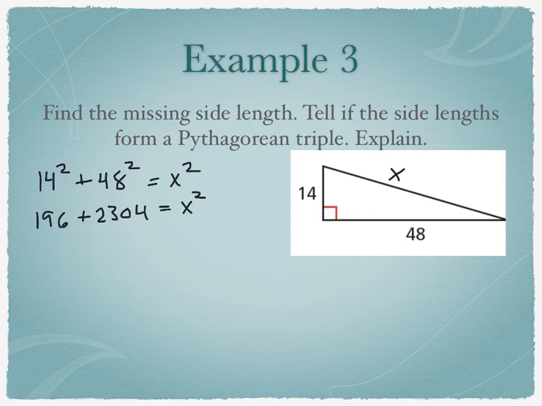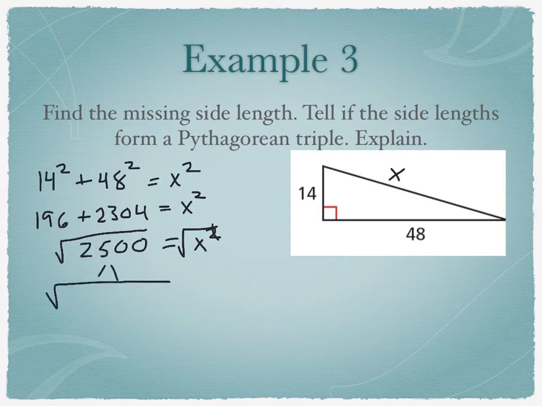So what's 196 plus 2,304? 2,500, which is equal to x squared. So what do we do next? Take the square root of both sides. So what is the square root of 2,500? 50. So we can break this up into 50 and 50. So now that we have a pair, we can take the 50 out. So we get 50 is equal to x.